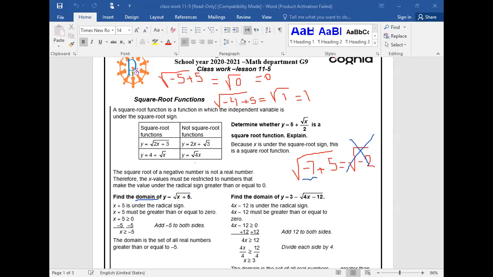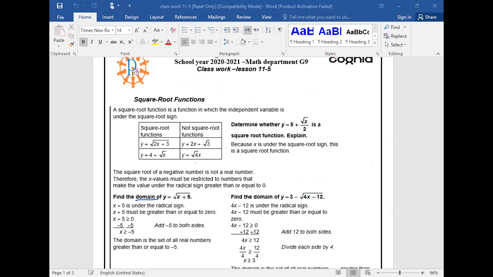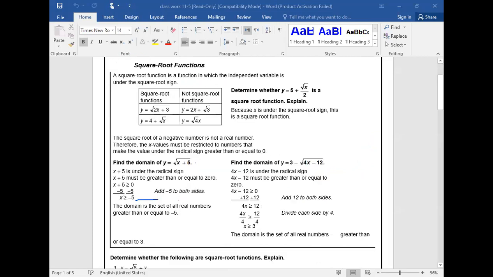Okay? Let's move to another example to calculate the domain. We are looking for the value of x. Here in this question, we will take the expression under the square root and make it an inequality: 4x minus 12 more than or equal to 0. We will add 12 to both sides, then 4x is more than or equal to 12, then x is more than or equal to 3, which means the domain is the set of all real numbers greater than or equal to 3.